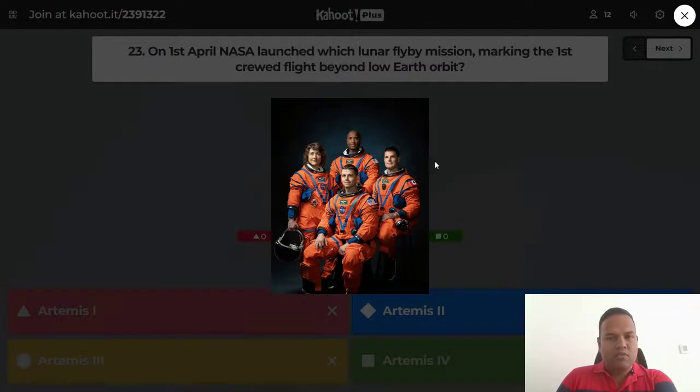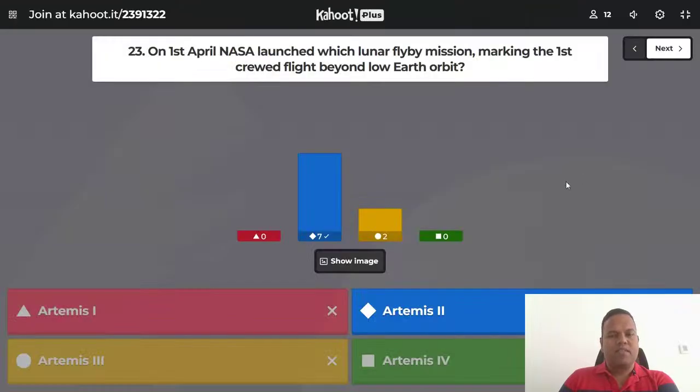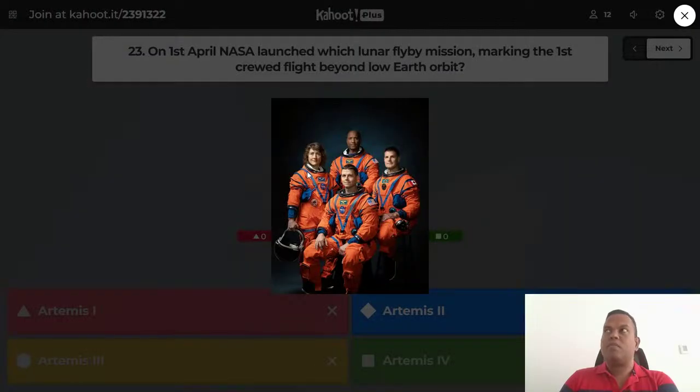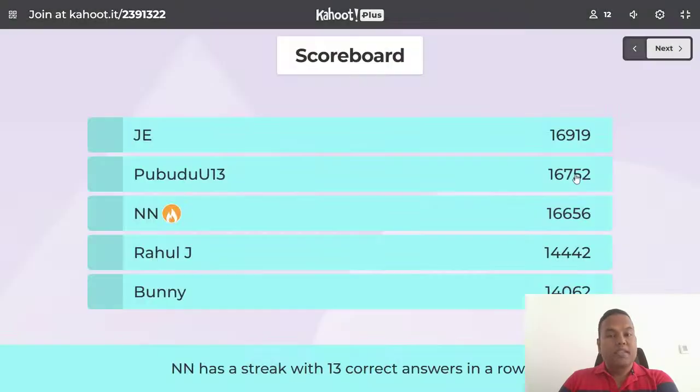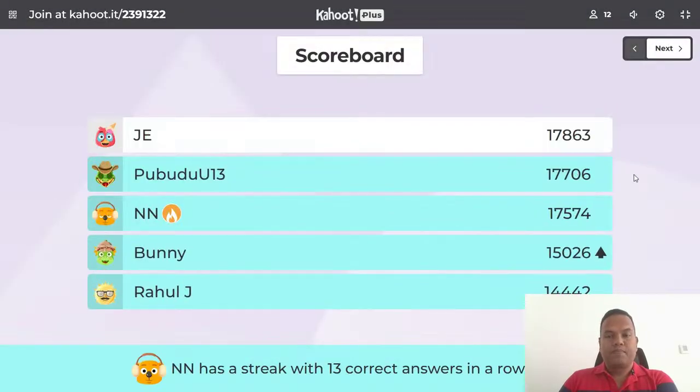These 4 astronauts. Christina Koch, that's the only name I can always remember. I believe the captain's name was Hansen. Yeah. Christina Koch I can remember because she is the first woman to do many things in this field, so she's easy to remember. But it was indeed Artemis II that had the first launch. Well done to the 7 who got it right.